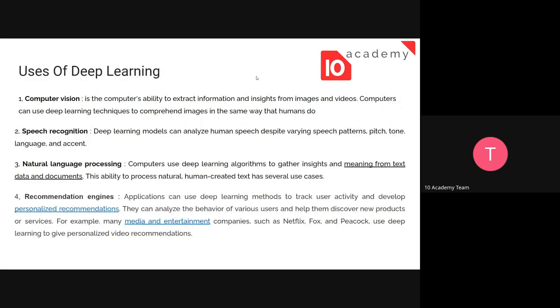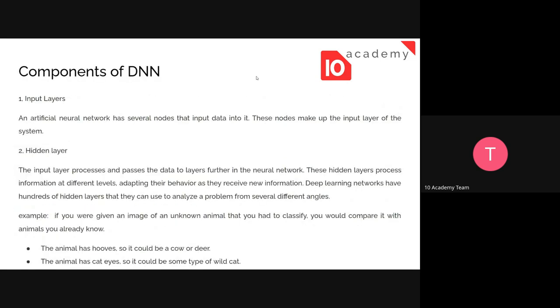Those are the hidden layers, okay? So we can have n amount of hidden layers. It's not specified. We're the ones to decide how many hidden layers to have, okay? But the more hidden layers we have, the better the prediction we're going to get on our data set. So the input layer pre-processes and passes the data to layers further in the neural network.